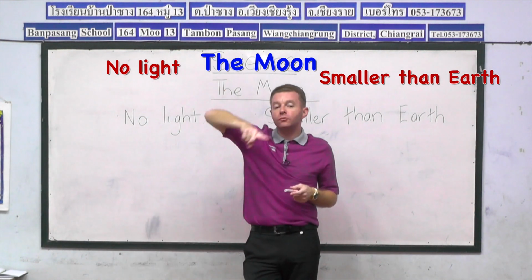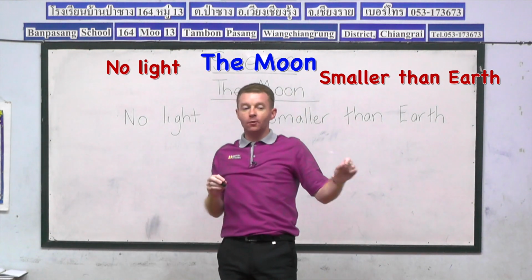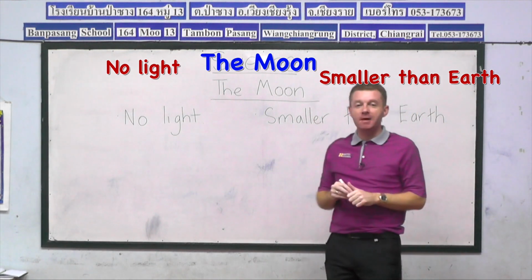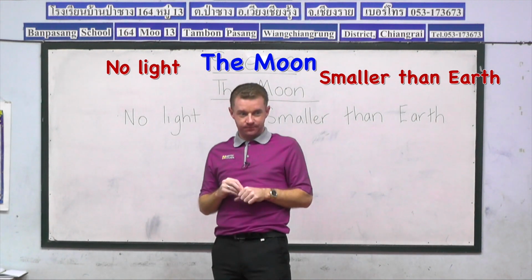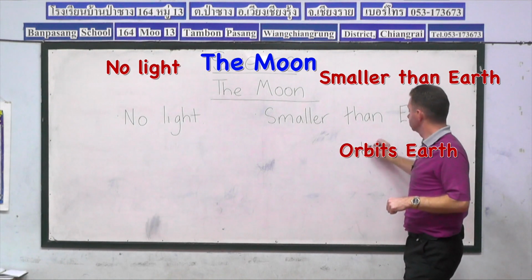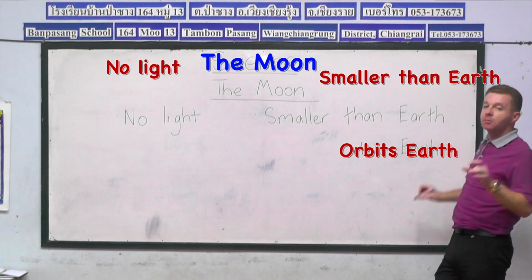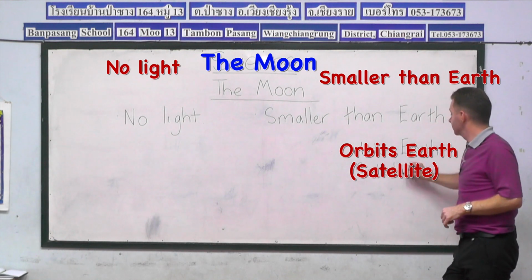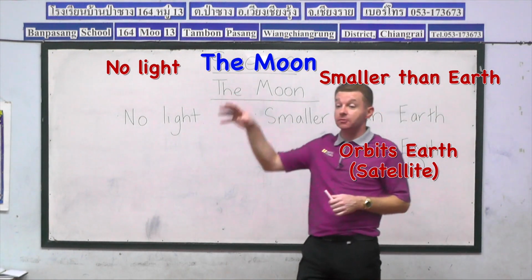Now, what does the moon do to the Earth? Can anybody remember? Does the Earth move around the moon, or does the moon move around the Earth? Brilliant, guys. Well remembered. Remember the words we use for objects that move around. Orbit. Okay, so we can also say orbits Earth. And what we mean by orbits Earth is that the moon is Earth's only natural satellite. Yes, a satellite is something that moves around another object.